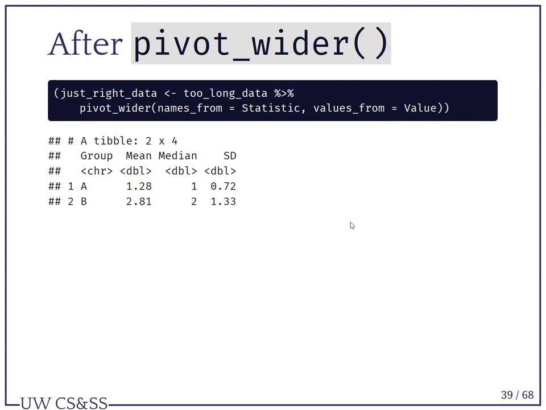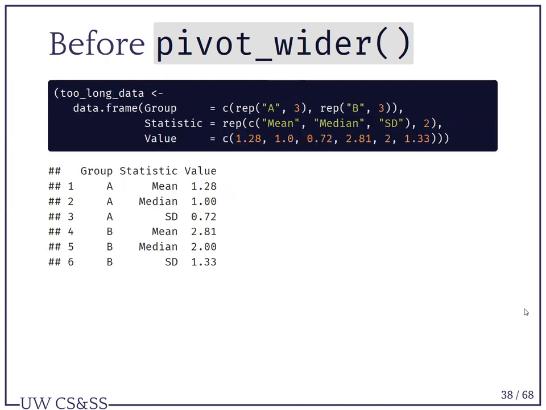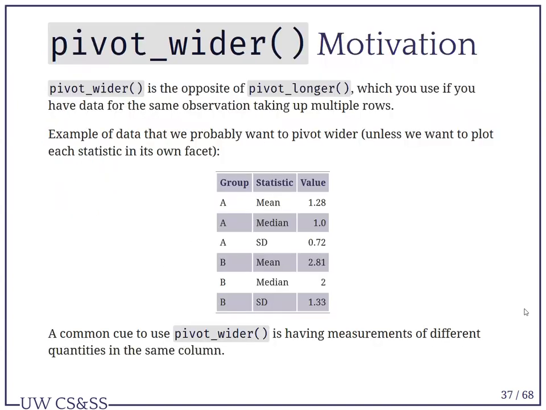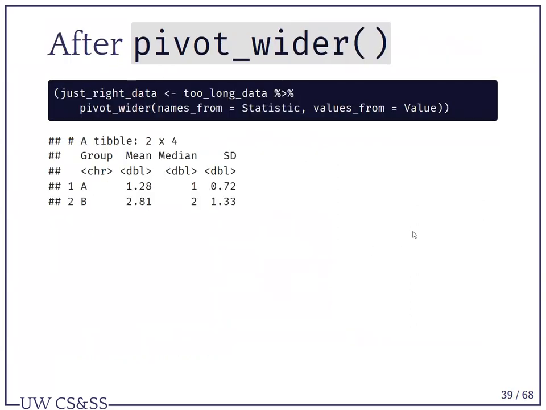And so now our data looks like this, where our groups A and B are one row, so one observation, and each of the cells have one kind of information inside. So we had this with very different kinds of information in each row, and we pivot it wider in order to have a column for each type.